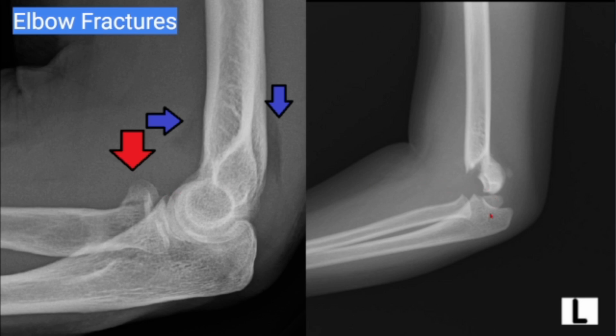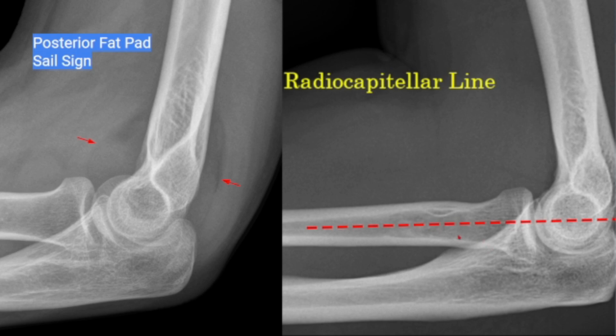In a kid, which this is a child, you see a supracondylar fracture here, and that is the most common cause of a posterior fat pad in a kid. In this case, this is pretty obvious, but they can be subtle. So here you go again, posterior fat pad sign. If you have it on both sides, it's sometimes called a sail sign, like the sail of a sailboat. There's also the radiocapitellar line, so sometimes it can be subtle, and you can measure through the midshaft of the radius and into the capitellum here.